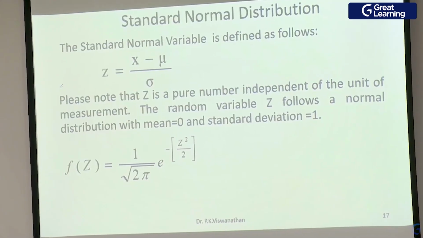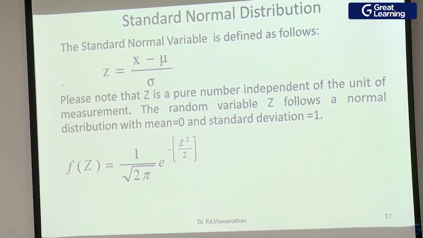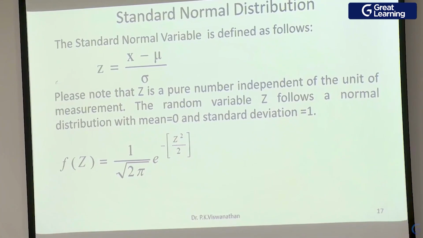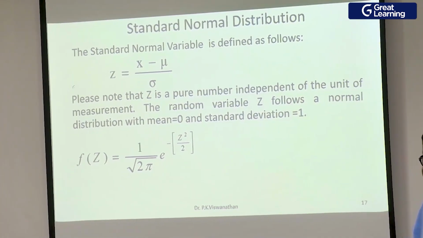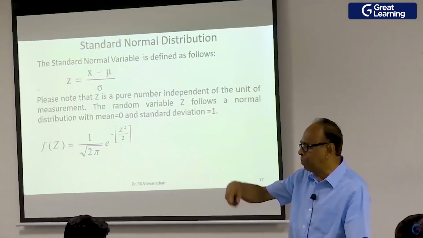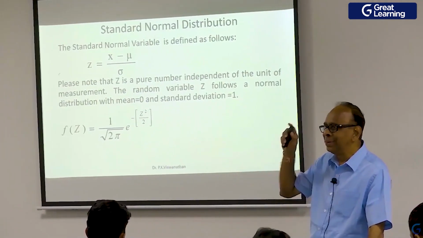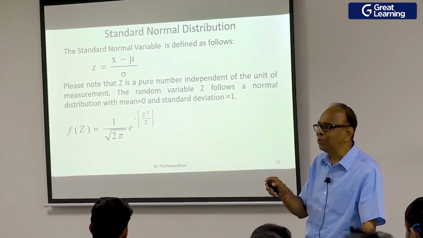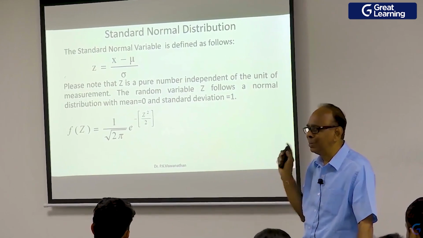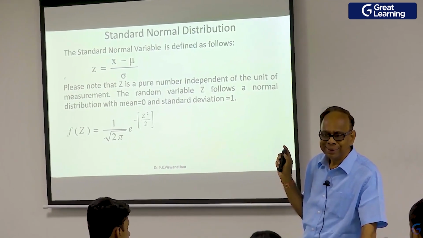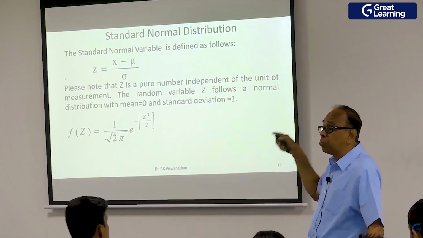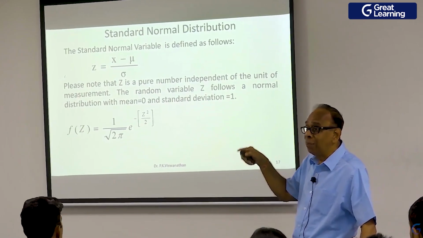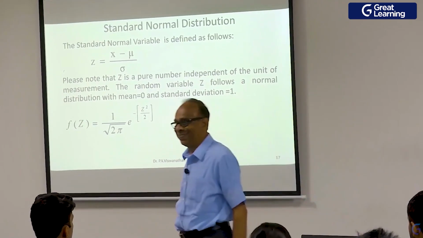And with this, I can solve because Z is independent of the unit. The mean of the Z is 0, standard deviation is 1. In other words, all problems I can convert. It is just a transformation of scale and origin. I am not doing anything else. In other words, I am expressing the normal distribution in Z units.